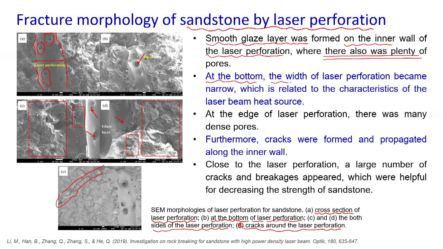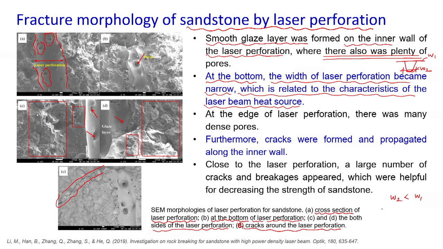At the bottom, the width of the laser perforation became narrow, which is related to the characteristics of the laser beam heat source. So at the bottom, the width is low. If you try to find the cross section of the laser beam based bore which is generated, this is the bottom of the irradiation or the bore. So naturally, the width is small with respect to the width of the opening at the surface. So this W2 is smaller than W1.